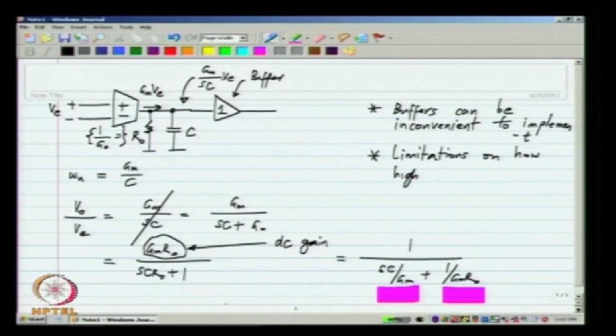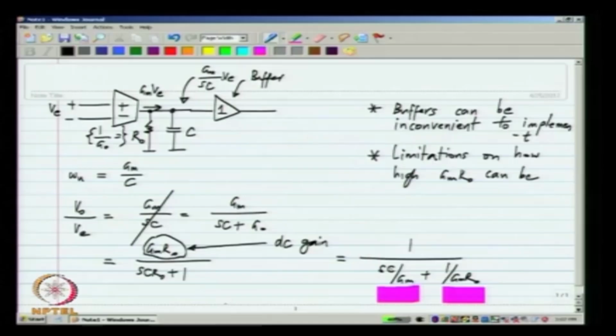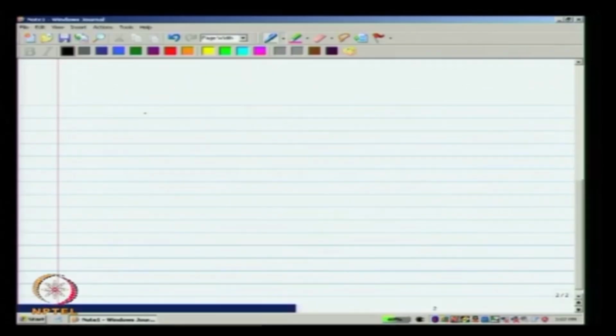how high GM R naught can be. Okay. Now, this depends on the topology. So, depending on the topology we could have either 25 or 250, but there will always be some limitation. Additionally, what happens is that sometimes, let us imagine a case where the op amp is used without a buffer. Okay.